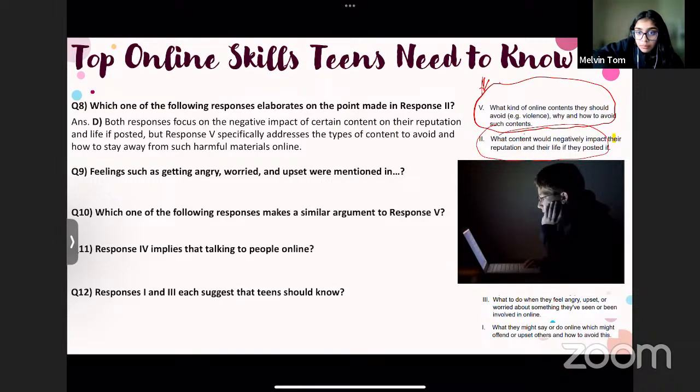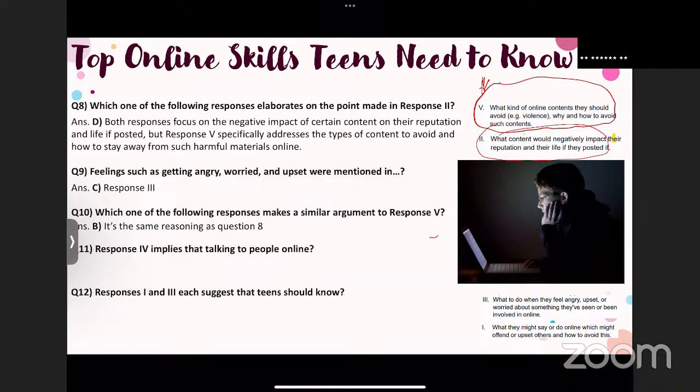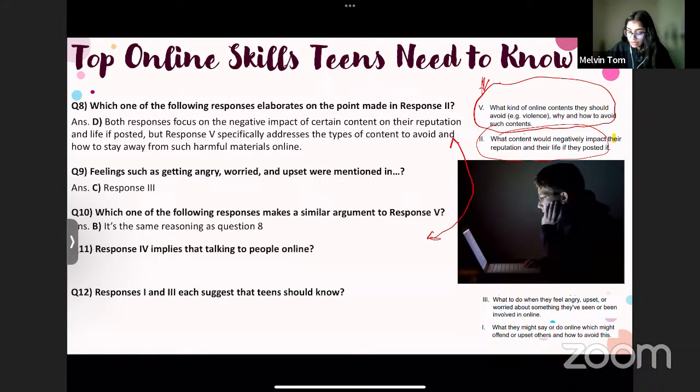Next is question number 10. Which one of the following responses makes a similar argument to response 5? Again, very easy. It's the same thing as question 8. Again, it's response 2, which is option B, I believe, isn't it? Yes, both of them are kind of the same question in a way. Now, what's the next?